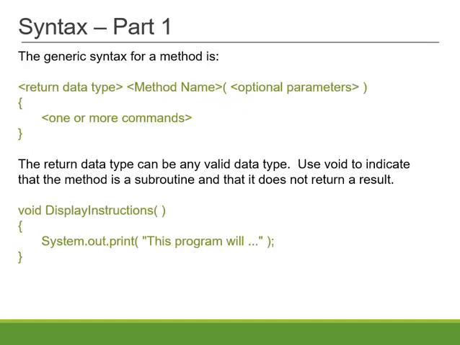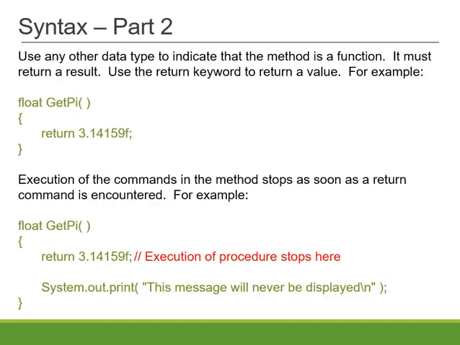Here is the syntax for a method: the return data type, method name, and optional parameters. This has its own set of curly brackets as well. Use the void data type when the method does not return a result. Use any other data type to define the value that is passed back from the method. Be sure to put the return at the end of the method, since execution of the method will stop as soon as the return is encountered.